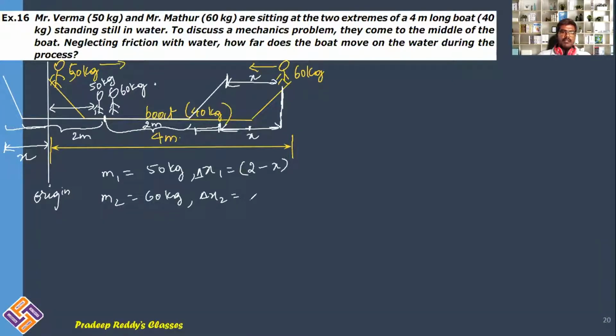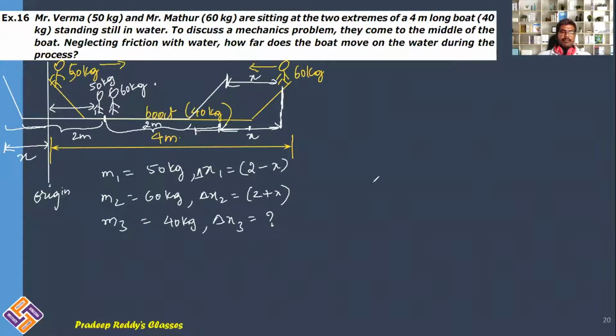Therefore, what is the total length? It is 2 plus x. The person who is going backward traveled a length of 2 plus x, and the person who is going forward traveled a length of 2 minus x from the origin. That is the displacement with respect to origin. m3 is the mass of the boat, which is 40 kg, and the displacement of the boat I am considering as delta x3. You should find out that value, right?